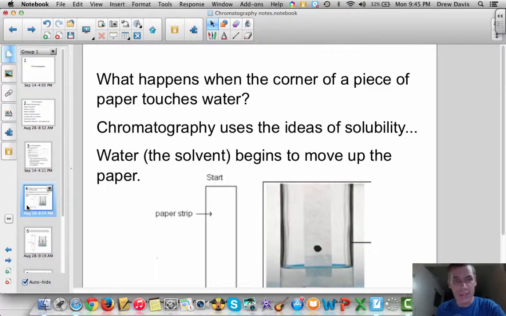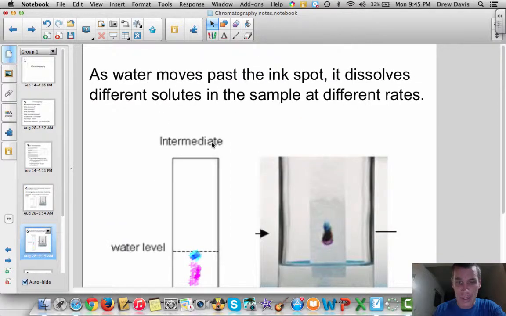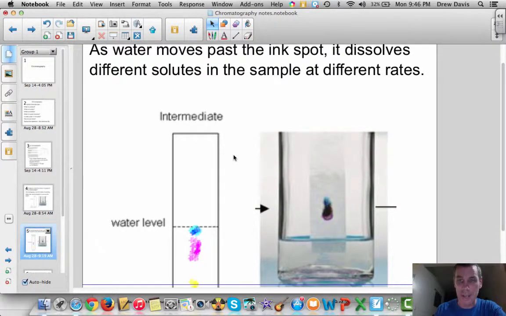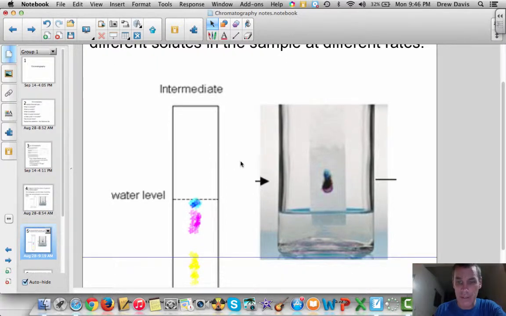So you put the corner piece of the stationary phase paper so it touches the water, and as we said, the water slowly begins to move up the paper, and here are two pictures that show that. Here's a photograph, and you can see we've put the paper in the water, and above the water level there's an ink spot. This is my sample, and as you can see, that water level is going up and getting closer and closer to the sample. Now let's see what happens. As the water moves past the sample, some of the solutes in the mixture begin to dissolve, and they dissolve at different rates.